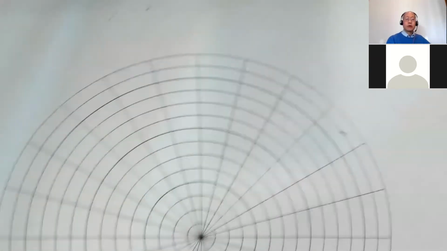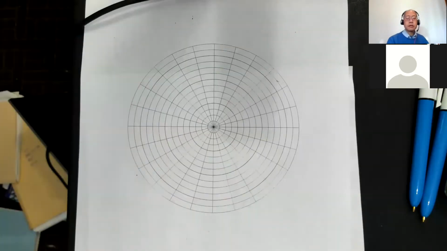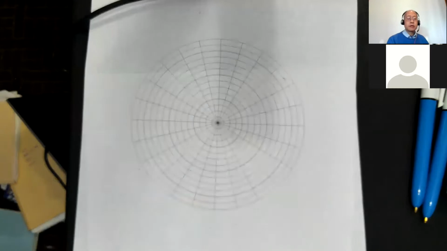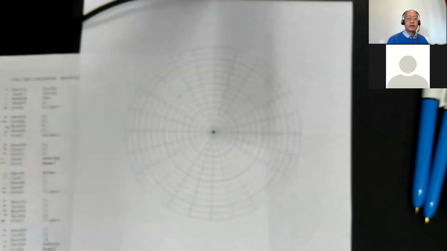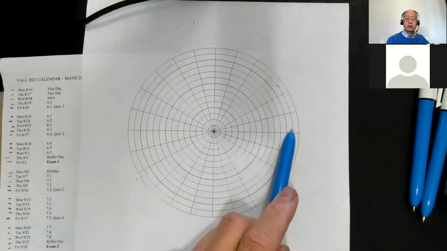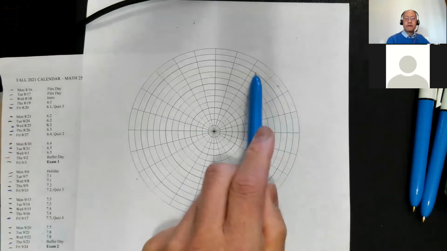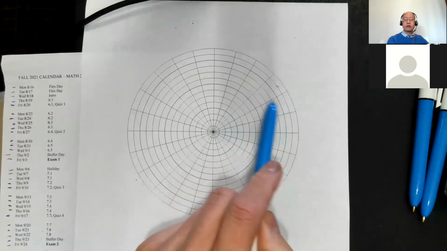URL for the polar graph paper. Make this a little bit smaller. Okay, it should look like this. Look under yesterday's Canvas announcement. It's every 15 degrees: 1, 2, 3, 4, 5, 6. Six marks between 0 and 90 degrees, so these are 15 degrees apart.